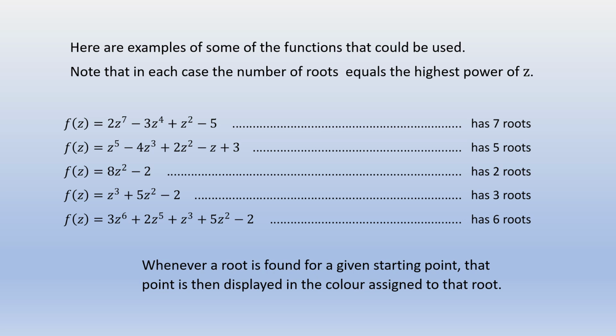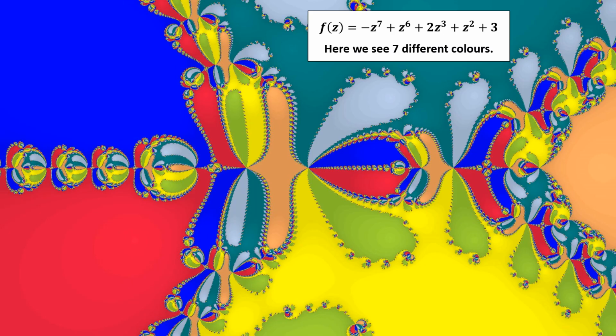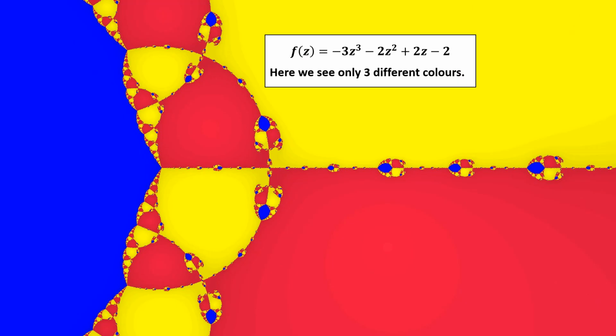I think it's time for an example. This function has a highest exponent of 7. So we assign 7 different colors to the 7 roots. Here is an example with 10 roots. And this function has only 3 roots, so only 3 colors were used. Not quite as interesting as the function with higher exponents.